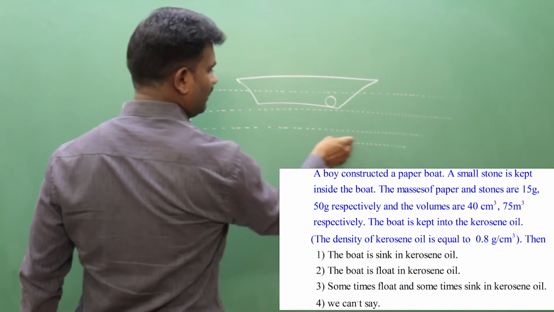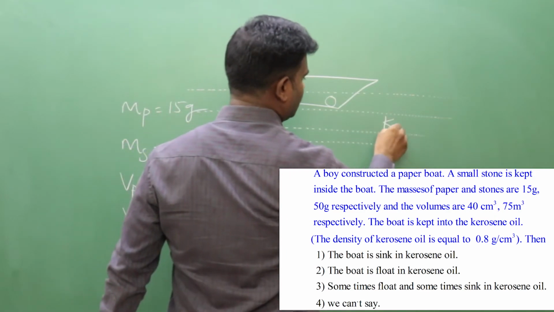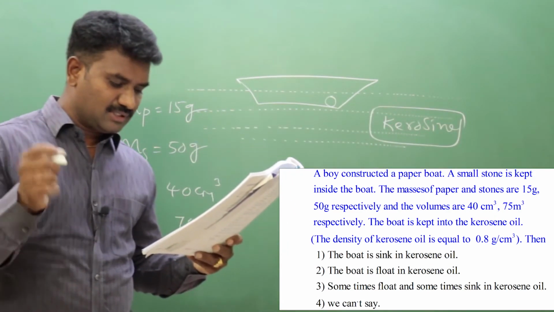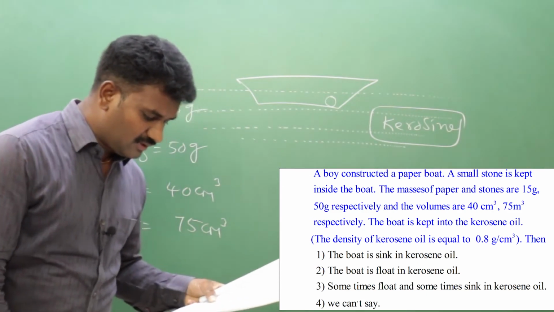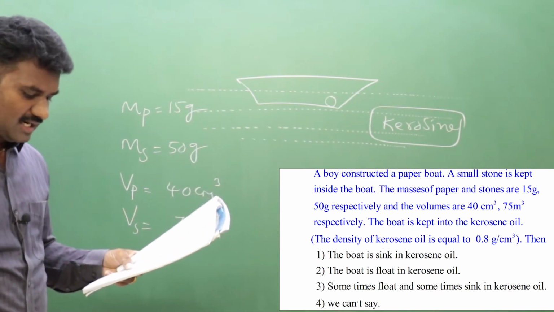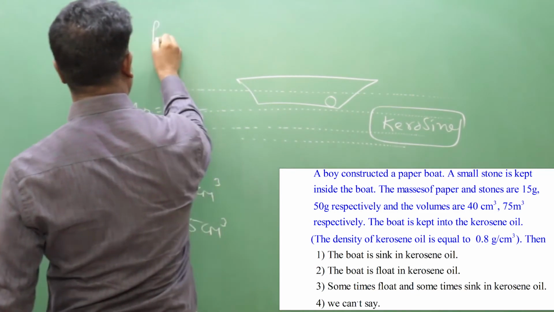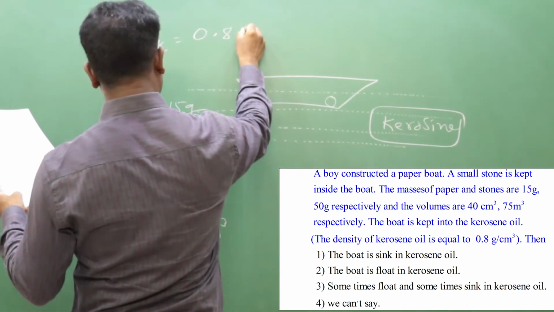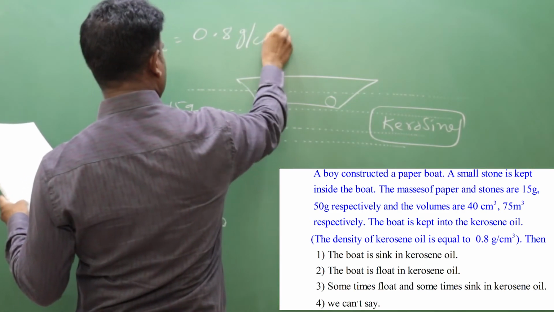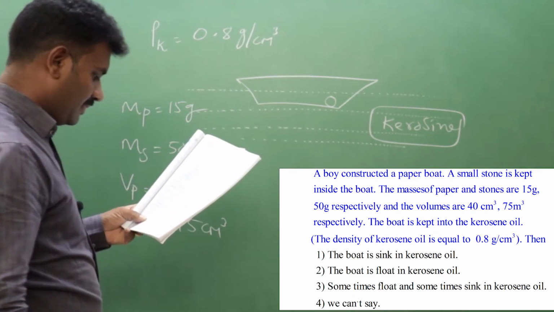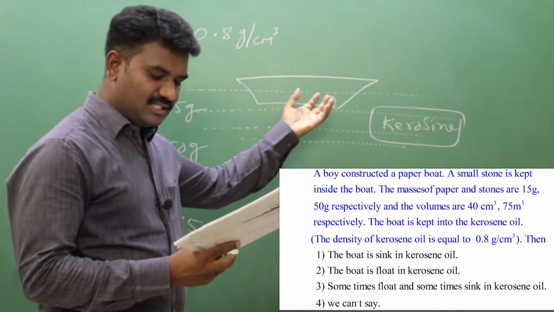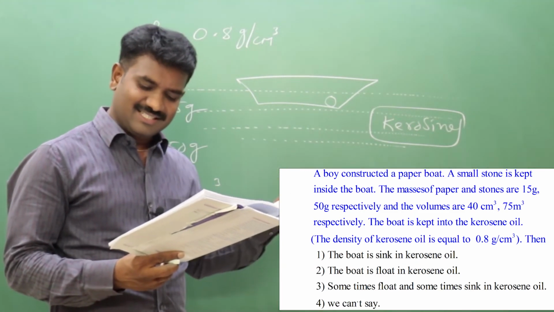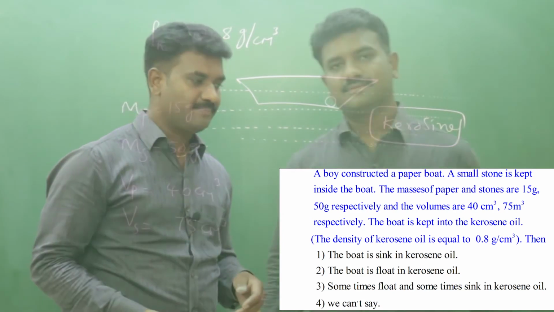The boat is kept in kerosene oil. So this is not water as assumed, this is kerosene. The density of kerosene oil is equal to 0.8 gram per centimeter cube. Then does the boat sink in the kerosene oil, float in the kerosene oil, or sometimes float and sometimes sink, we can't say. This is the question.